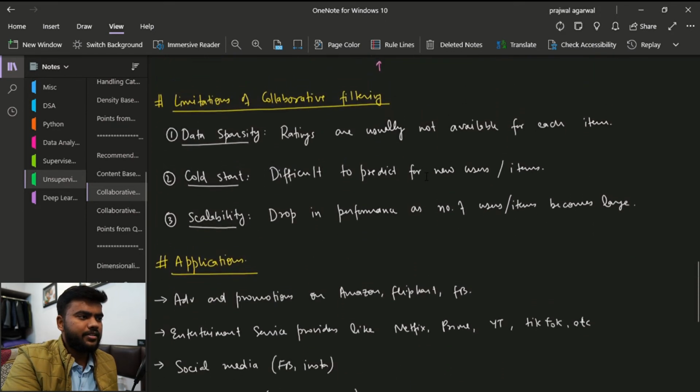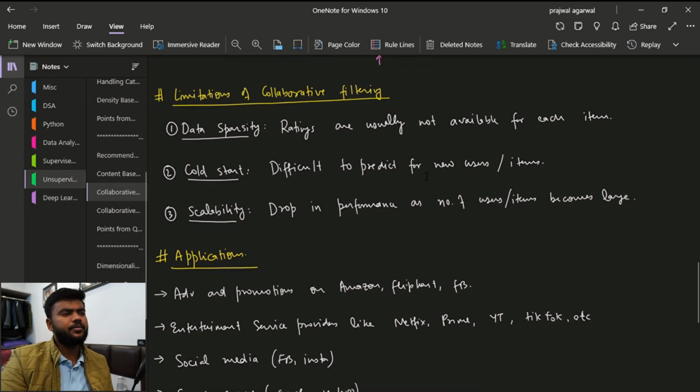Talking about some of the limitations of collaborative filtering, the first limitation is data sparsity. The ratings are usually not available for each item. Not every user provides a rating, and this entire model is based on user ratings. The other limitation is the cold start. It's very difficult to predict for new users or new items who do not have any neighbors yet. And the third one is scalability. When the number of users becomes very large, there is a huge drop in the performance of collaborative filtering.